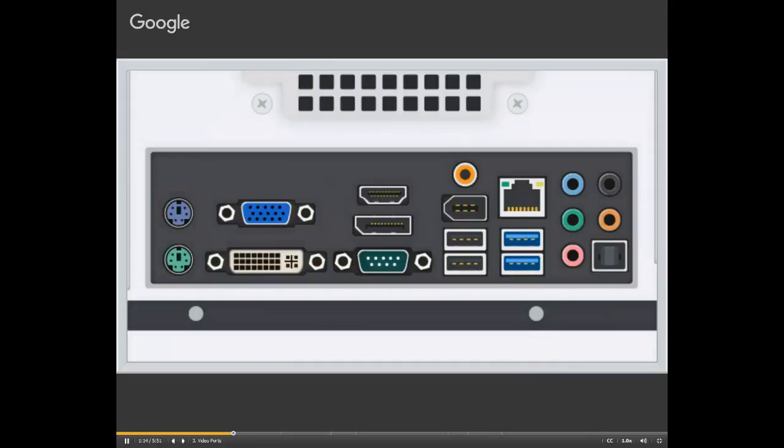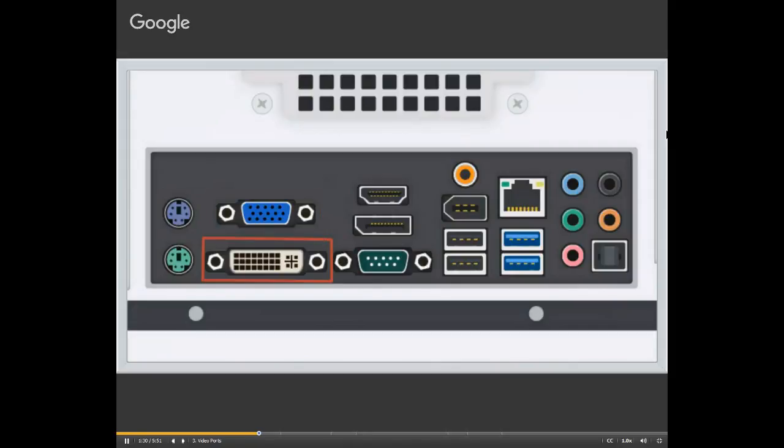To the right of the PS2 ports, we have a few ports we'll talk about as a group. These highlighted ports are all different types of video ports and are used to output display information. This is a VGA port. It sends an analog video signal to an external display.